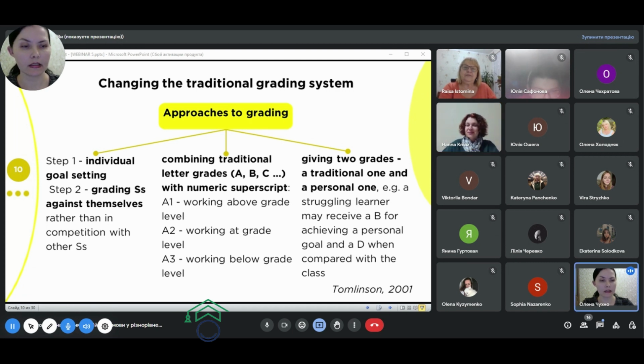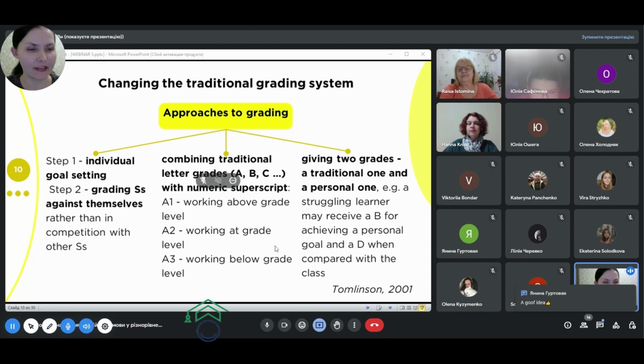Yeah. And actually, it's a good idea to grade our students against themselves in the past rather than against their group mates or classmates. Because for struggling students, it is impossible to catch up with the more advanced students, and for them, it is important to see their progress.